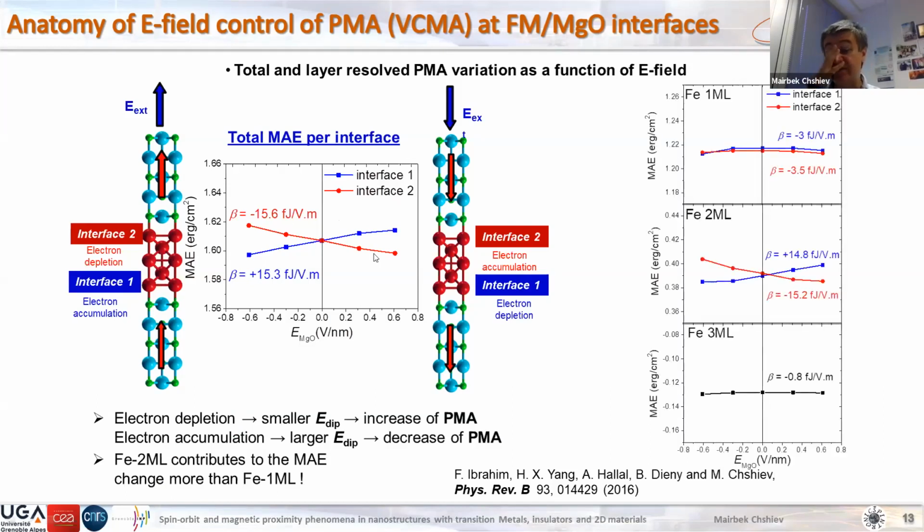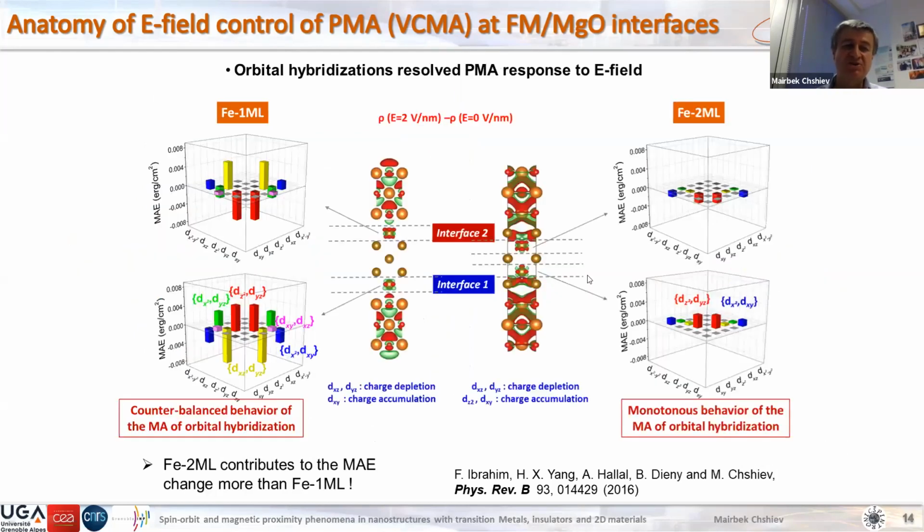And the question was, which of the monolayers of iron is contributing the most into this? And we were actually quite surprised that it is not the first interfacial one, but the second from the interface, which is very counterintuitive. We know that the electric field should hit first the interfacial iron layer. And in order to understand this, we now did the orbital hybridization analysis of anisotropy contributions, only the part which is induced again by the applied electric field.